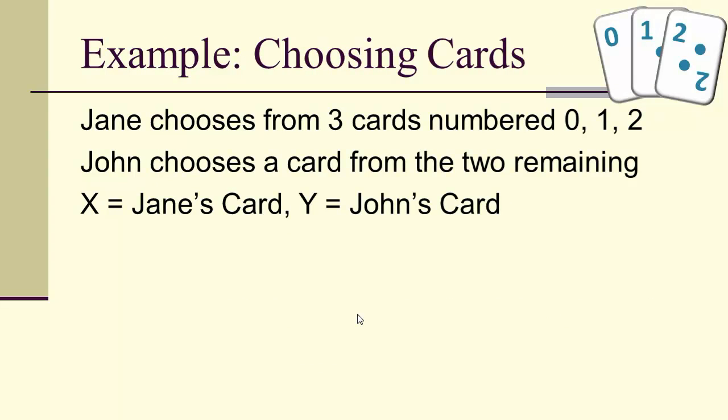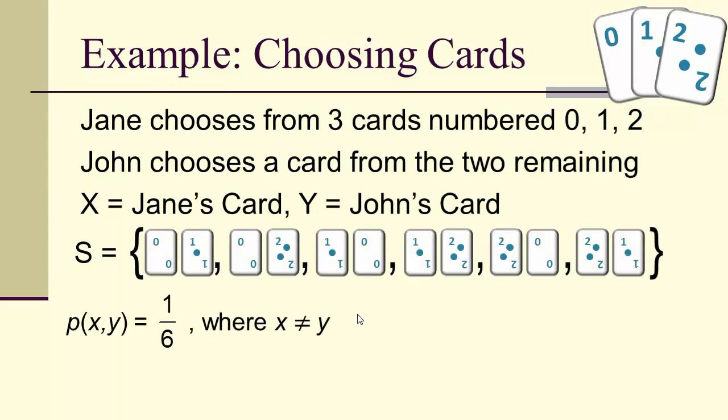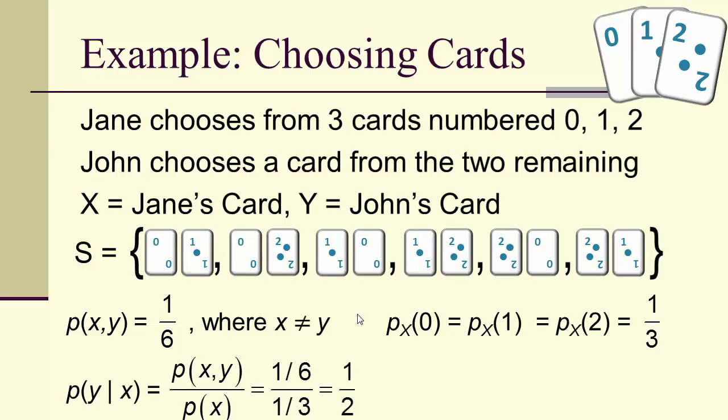So let's look at an example again. This was our sample space. Probabilities are a sixth. The individual probabilities are a third. So the conditional probability is a sixth over a third, which is a half. And the conditional self-information is once again 1 bit, which means 1 bit to encode the outcome for John once we know what card Jane has selected.